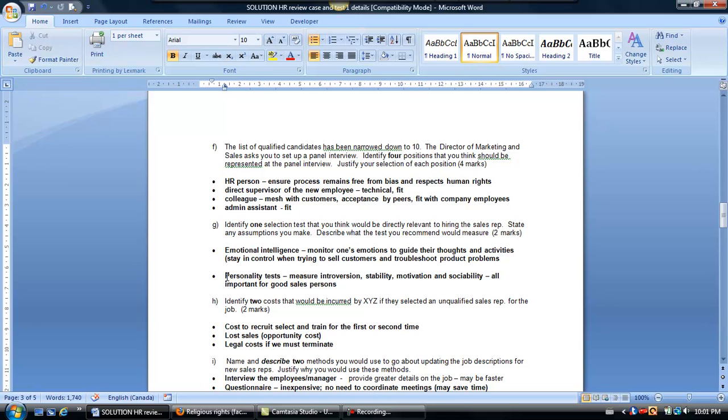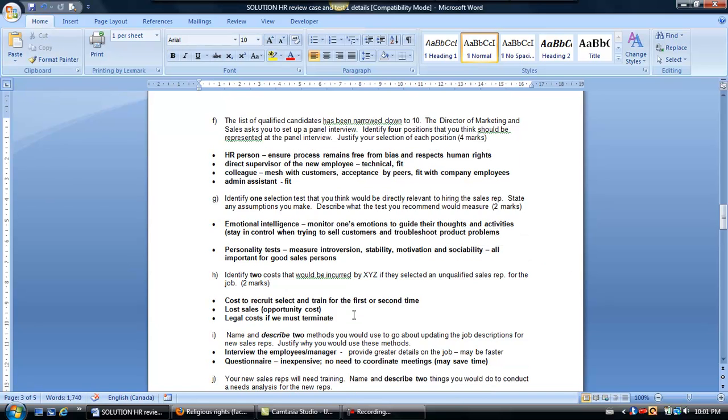And again, you could do a personality test, as we said before. It would measure whether or not the person was introverted or extroverted. Are they stable? Are they motivated to do well in their chosen career path? Are they sociable? All of these things are important for good salespeople.